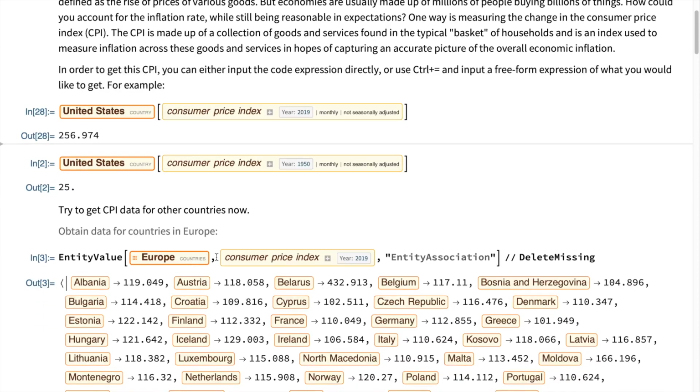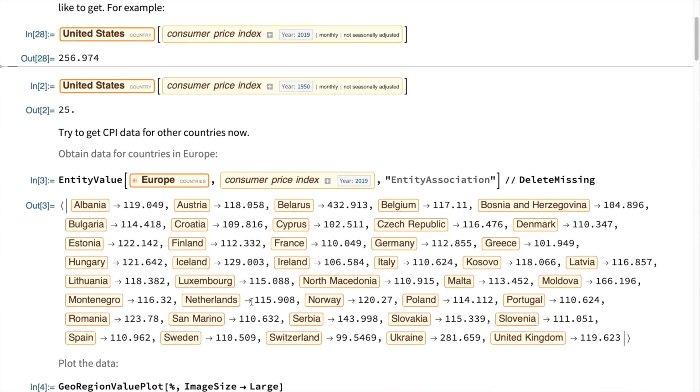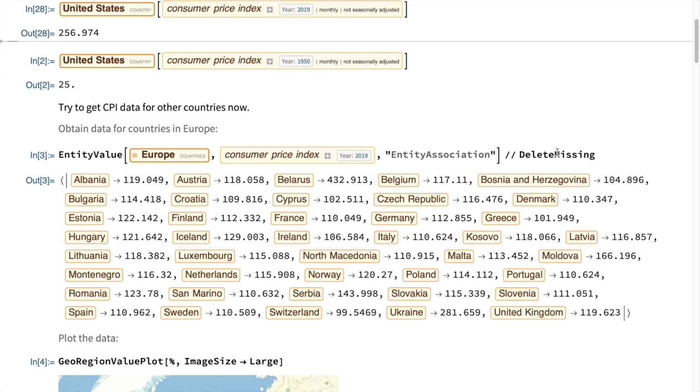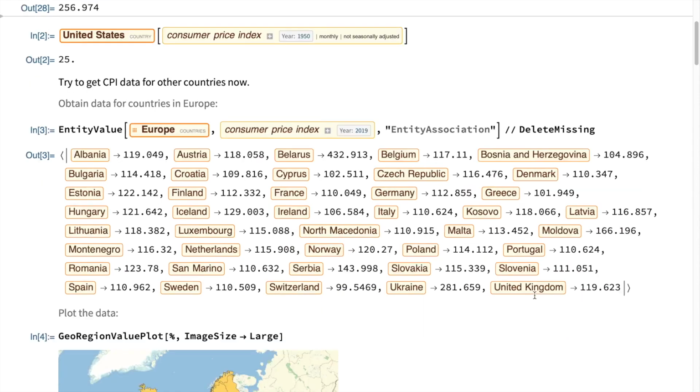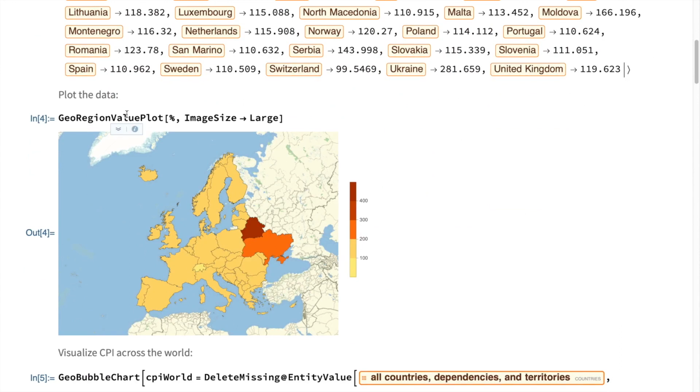We can also get CPI data for other countries. For example, for the entity class Europe, we can access the CPI data for the year 2019 and set up an entity association. We will delete missing values using DeleteMissing. We can plot this data using a GeoRegionValuePlot, where the percent symbol indicates the previous output. We see that Belarus and Ukraine have a particularly high CPI. Note that the absolute values of CPIs are arbitrary and we have only demonstrated some general visualization techniques. A meaningful comparison would be the percent change, which is what we will look into later.